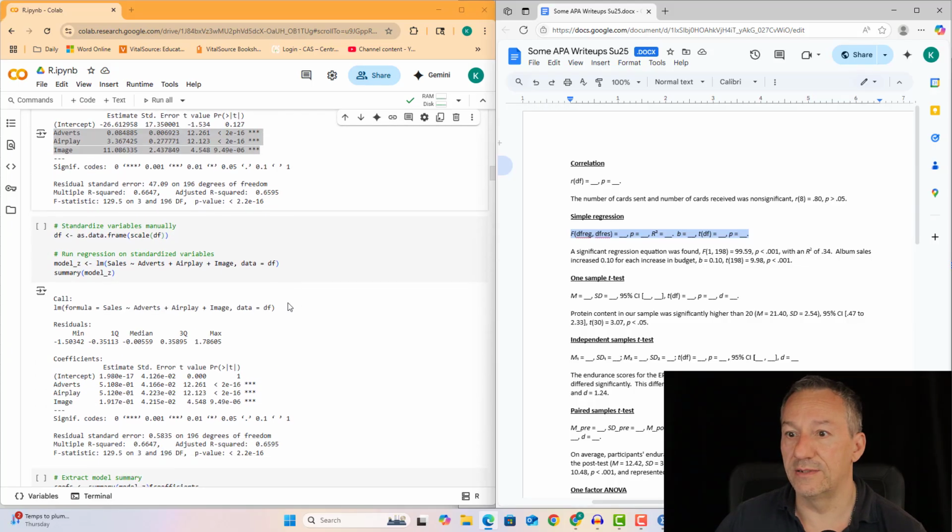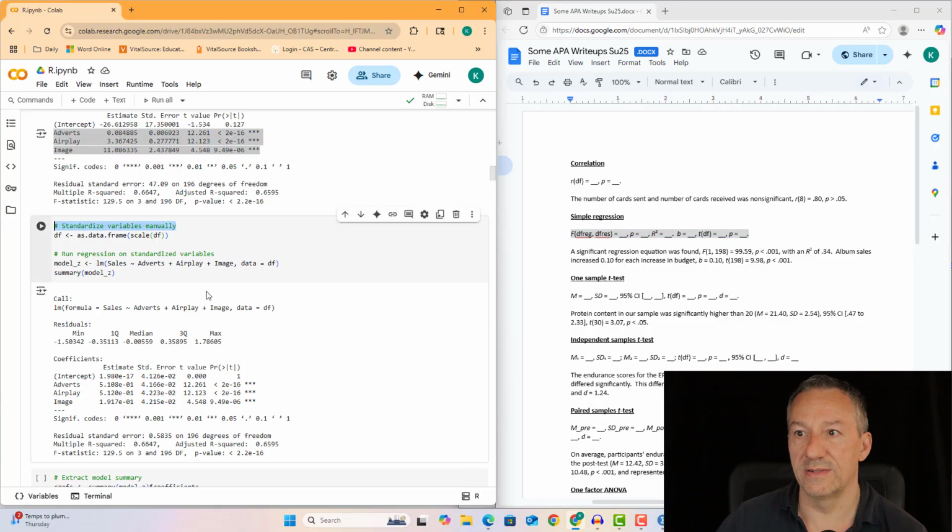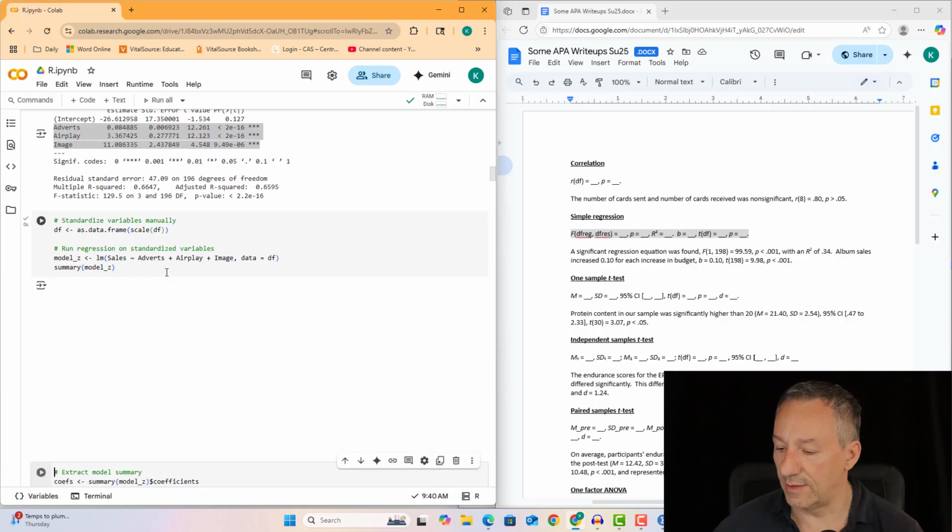Now, to get those standardized, you do have to do it slightly differently. We are going to standardize the variables. So right here, you can see that. In the data frame, we are putting them all on the same scale, basically z-scoring everything. Like if you had ACT scores and SAT scores and you wanted to compare them, you can put them on the same scale, essentially. You z-score, so we're putting it on the same scale, and then we are going to run that model again.